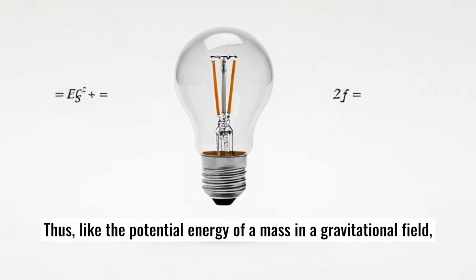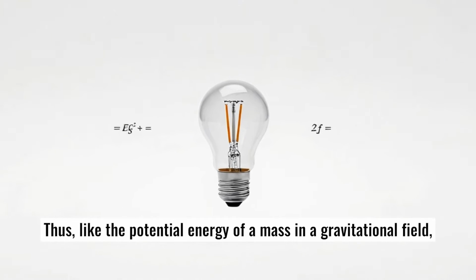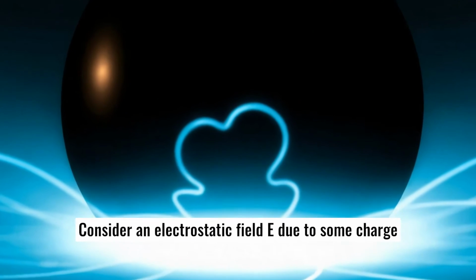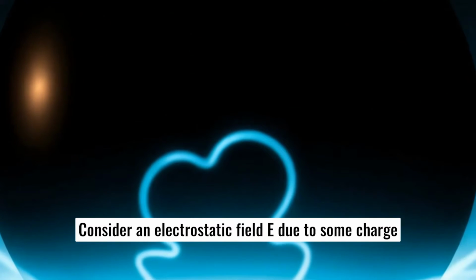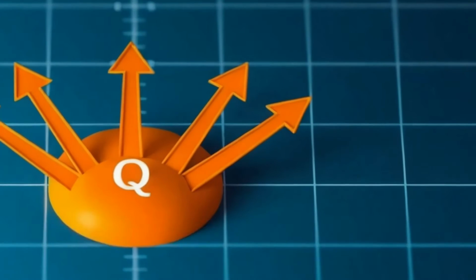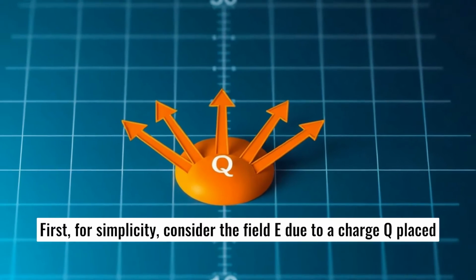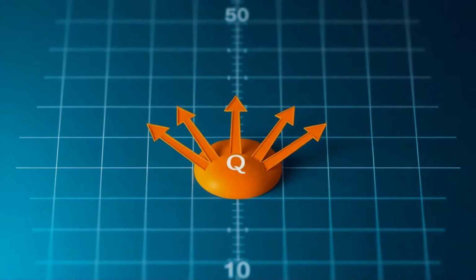Thus, like the potential energy of a mass in a gravitational field, we can define electrostatic potential energy of a charge in an electrostatic field. Consider an electrostatic field E due to some charge configuration. First, for simplicity, consider the field E due to a charge Q placed at the origin.